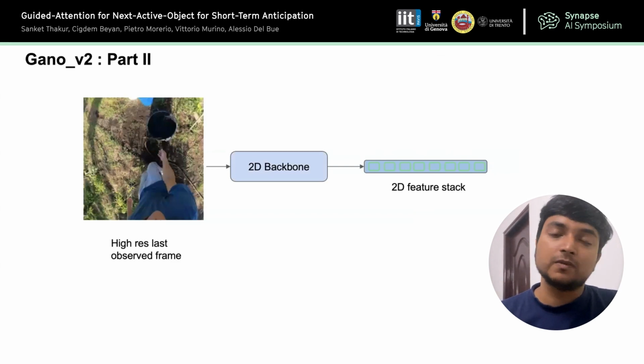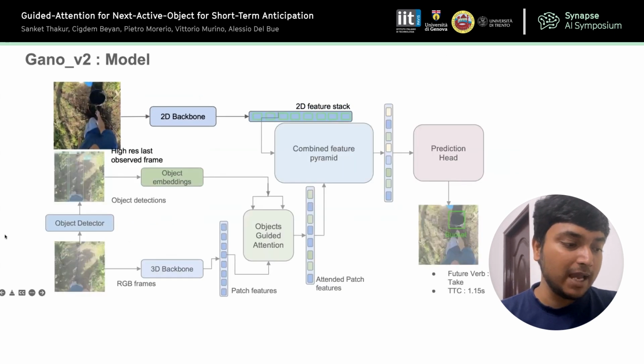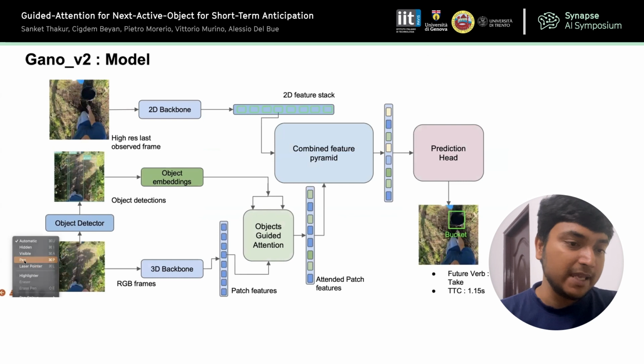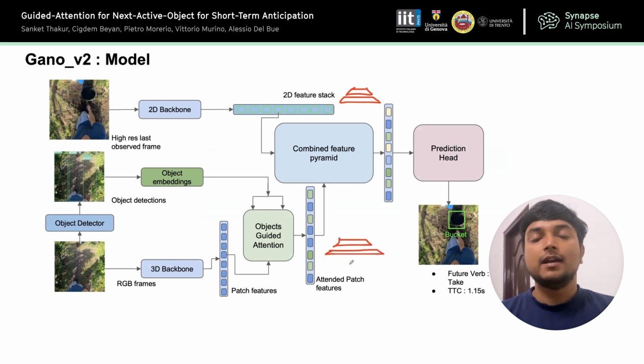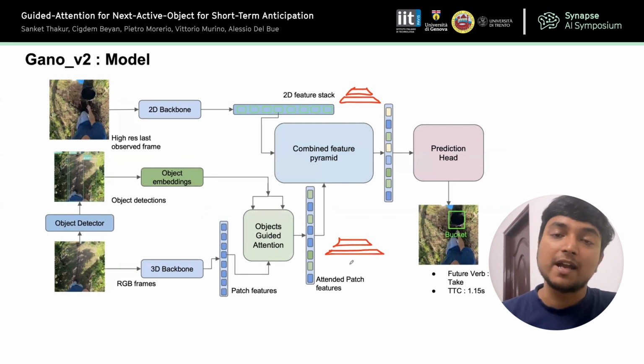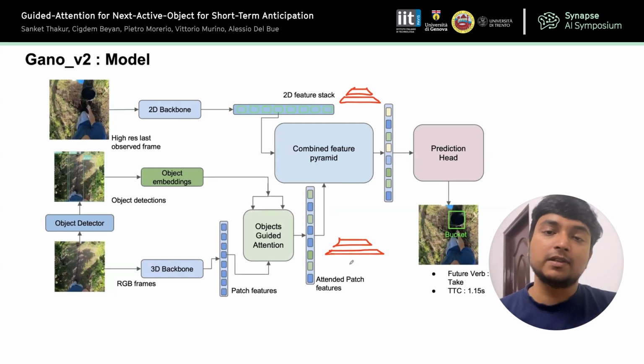And then we feed them to a 2D CNN based backbone to extract the 2D feature maps for that. Now, when we combine them together, we are basically combining the 2D feature stack. So the 2D CNN gives us a feature stack from the high resolution frame, and the attended features also have their own feature levels, which we have. And we combine them together using a combined feature parameter, which basically combines corresponding feature maps we have for the 2D CNN and also the 3D CNN, the attended patch features we have.